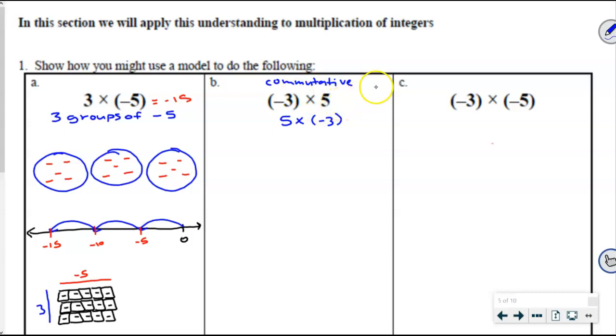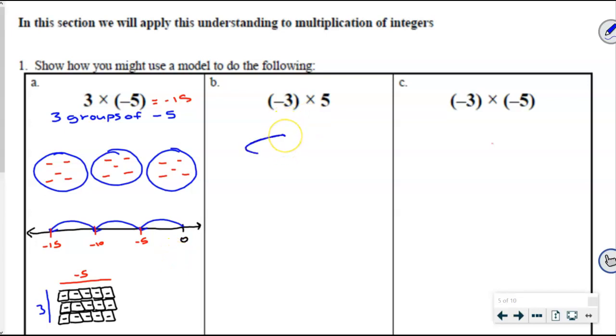However, is it a true model of -3 times 5? No. And is it going to help us over here? No. So that's one workaround. But I want to actually model -3 times 5. I'm going to show what I saw on Oren's paper.